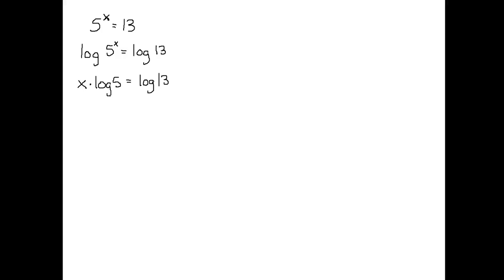Find the log of 5, you'll get a decimal. Find the log of 13, you'll get a decimal. So you can divide both sides of the equation by log 5. That's perfectly acceptable to do. And then you'll have x equals log of 13 over log of 5. And that is your exact solution.